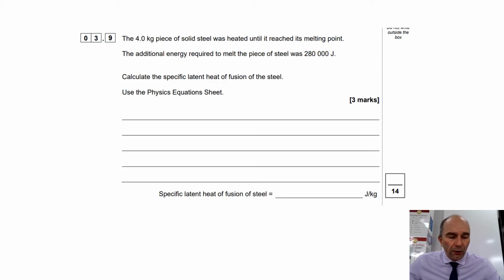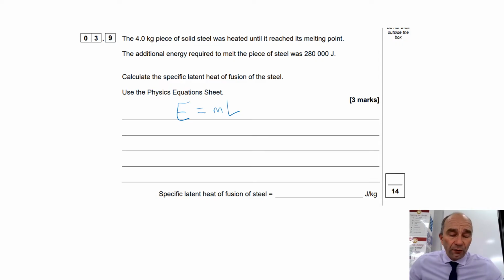Right, now we're up to a 3-mark question, which is very generous for this particular calculation. So we've got the same 4 kilogram piece of solid steel was heated until it reached its melting point. The additional energy required to melt the piece of steel was 280,000 joules. Calculate the specific latent heat of fusion of the steel. Use the physics equation sheet. Now the good thing with this one is that whether they give you the full equation sheet or not, this equation will always be there. The equation which you need to find is energy equals mass times the latent heat of fusion. So it's quite a simple formula.